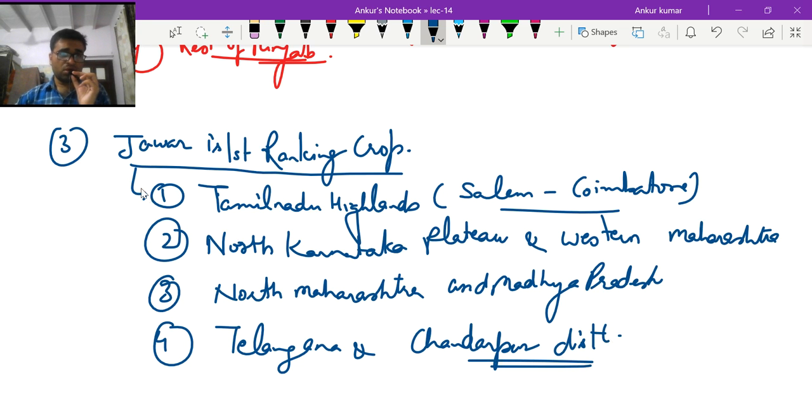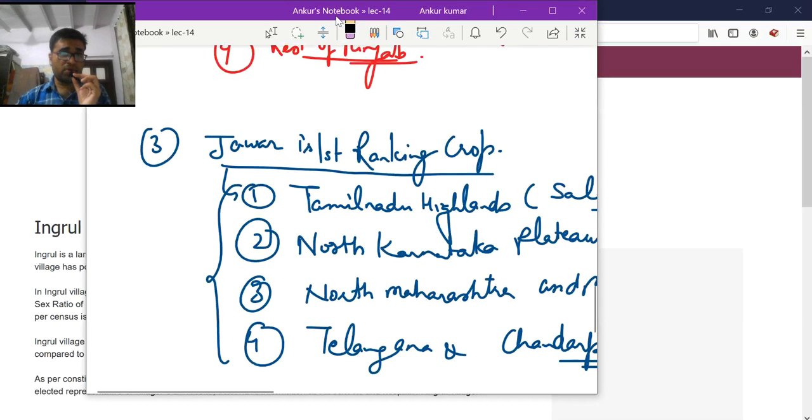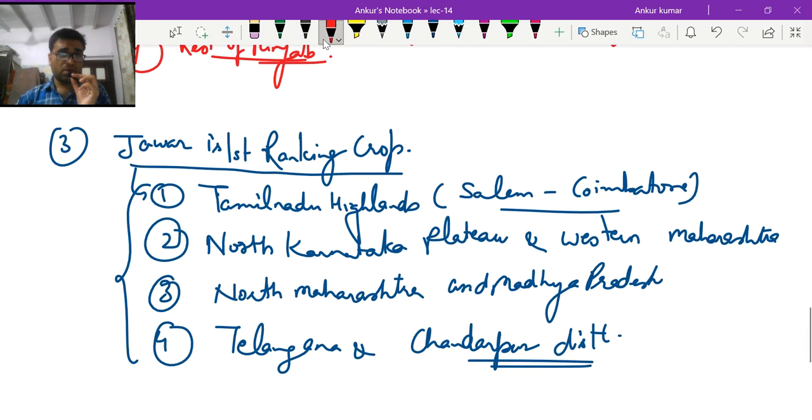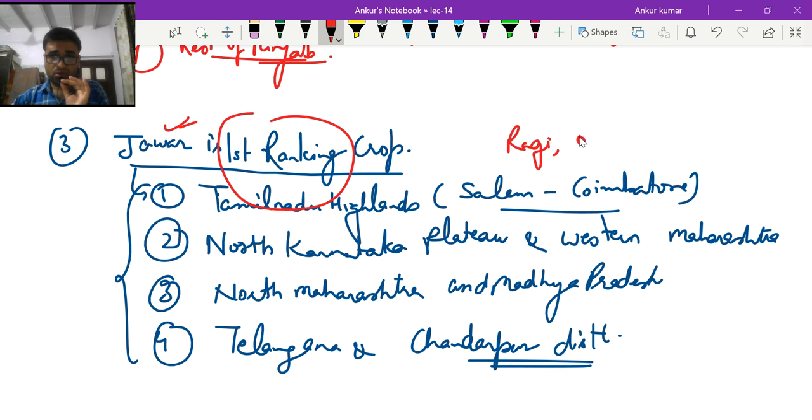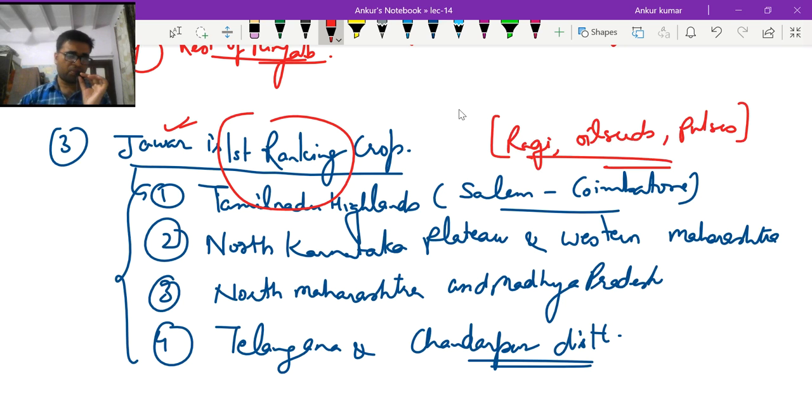Okay, so these are the regions that we said are the primary where the first ranking crop is the jawar, right? But along with the jawar, the other crops are also grown. It is not that only jawar is grown, right? Other crops like ragi, oil seeds, pulses, these are also grown in association with the jawar. So this is the third region where jawar is the primary or the first ranking crop.